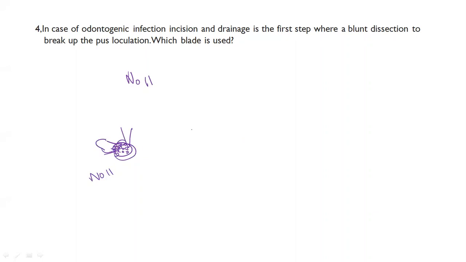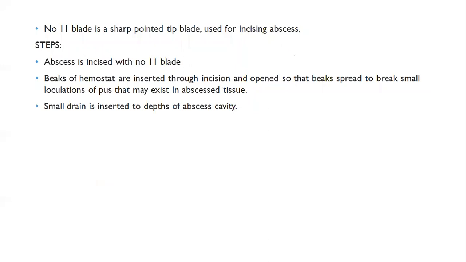And then, after it is broken, you insert a drain. That can be left for 2 to 5 days depending on how much pus is present, and this whole thing is done in a hospital setting. So the answer to this question is number 11. The abscess is incised with a number 11 blade. Beaks of the hemostat are inserted through the incision and opened so that the beaks spread to break small loculations of pus that may exist in the abscess tissue. Then a small drain is inserted to the depths of the abscess cavity. That drain can be left for 2 to 3 or 5 days depending on the severity, and this whole thing is done in a hospital setting.